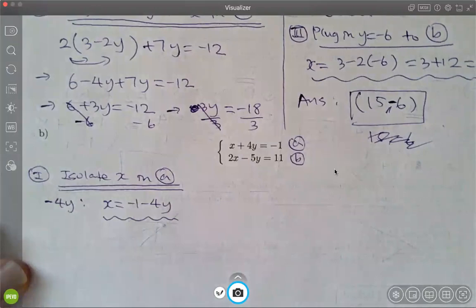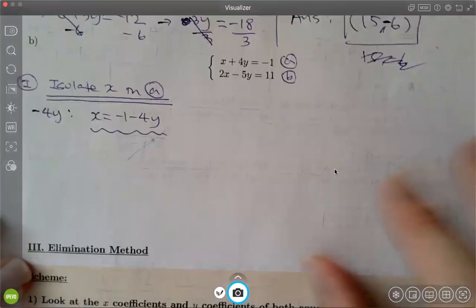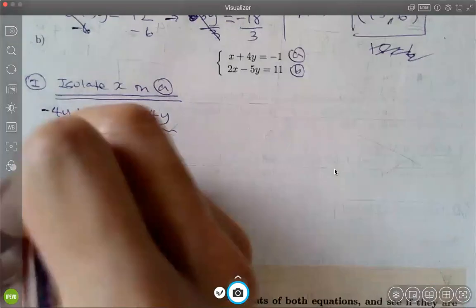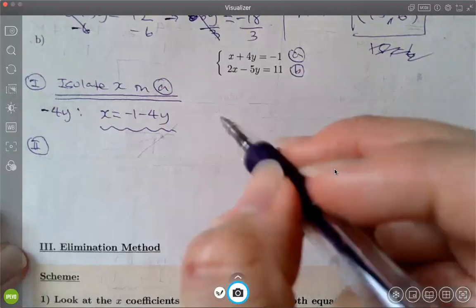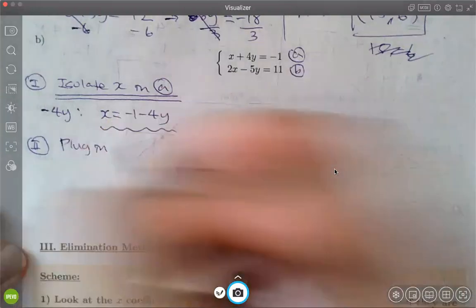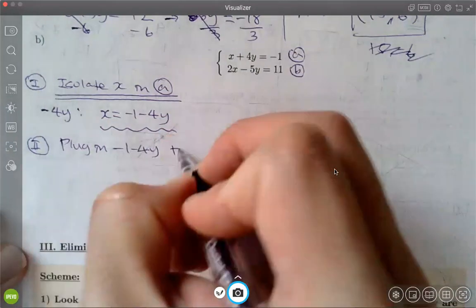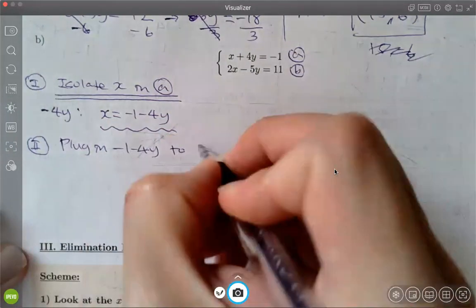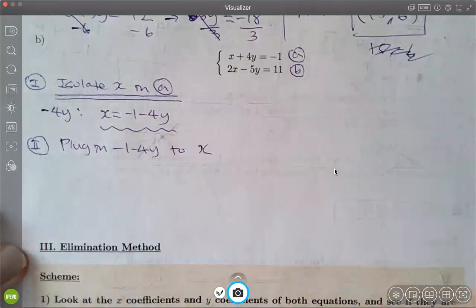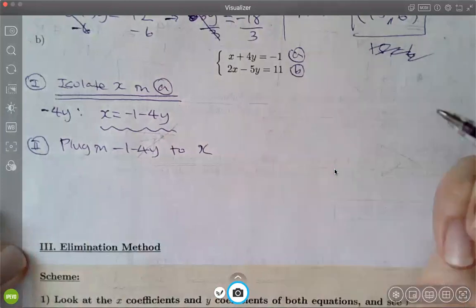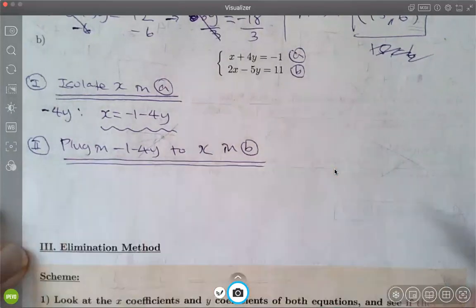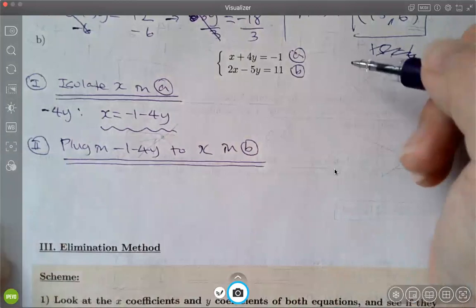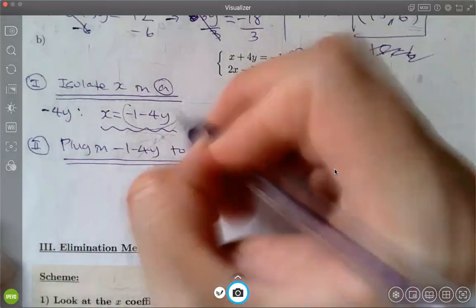Okay, so now what do you do? Now you substitute, right? So how do you substitute? You plug in negative 1 minus 4y into where? X, right? In which equation? The equation that you didn't use in the previous step, which is B, right? Okay. So plug in negative 1 minus 4y into x in B. So that goes into here.